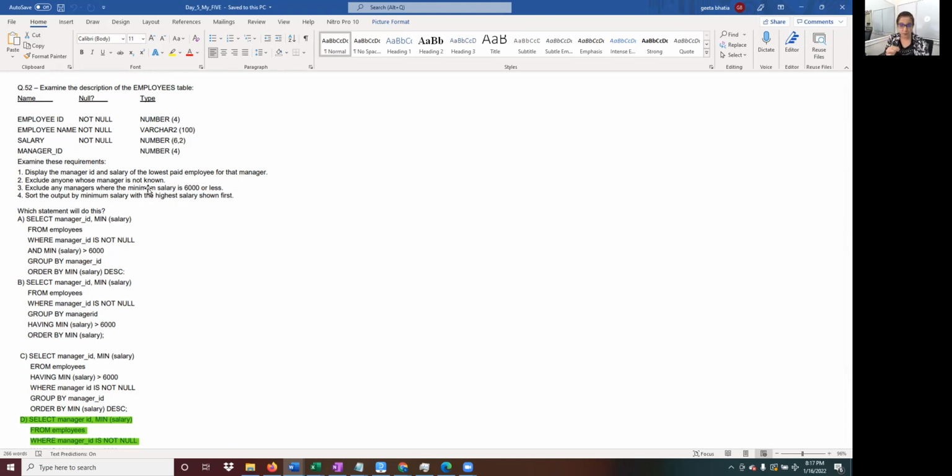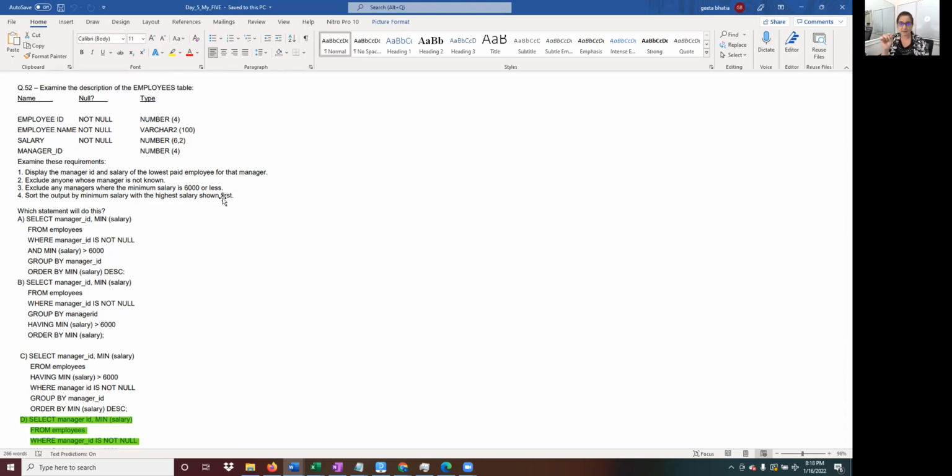It's going to have a group by. It's going to have a having. In having, we are going to have something with 6,000. That is the hint which we are thinking about. Okay. And sort the output by minimum salary with the highest salary shown first. There are 2 hints I'm catching here. First is this particular select statement is going to have having for sure, because it's minimum salary. A filtration on a group function is always done by the having clause. Okay, having clause is used for filtering the group function.